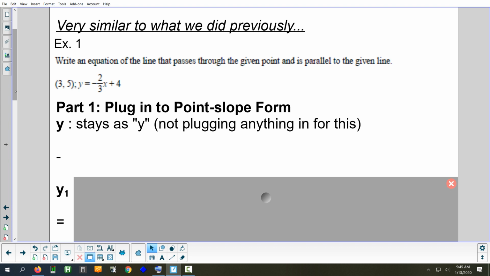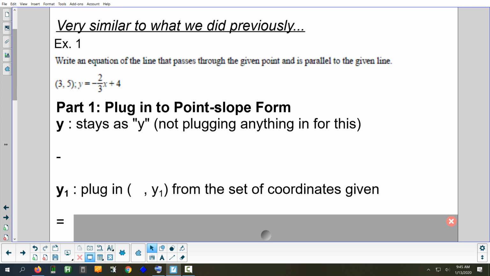Okay. Lucas, how about y1? Is that something that we plug in for, or do we keep it the same? Plug in for. Yeah, we got to plug in for it. Okay, how do we know what to plug in? Look at the coordinate that they give you. It's the number after the comma. All right, so the number after the comma.